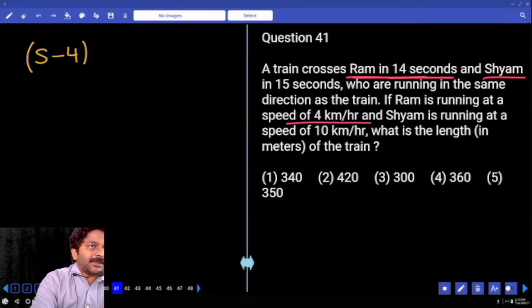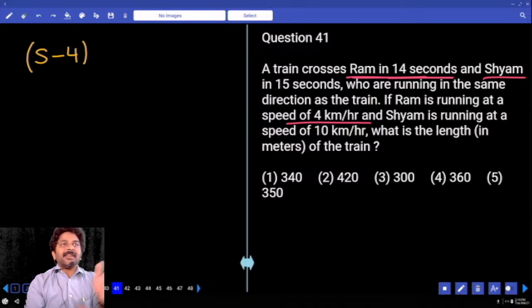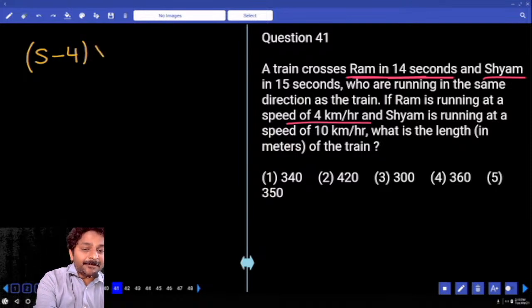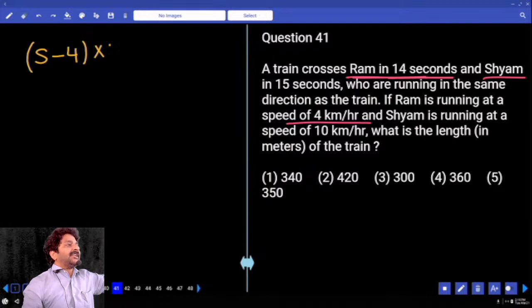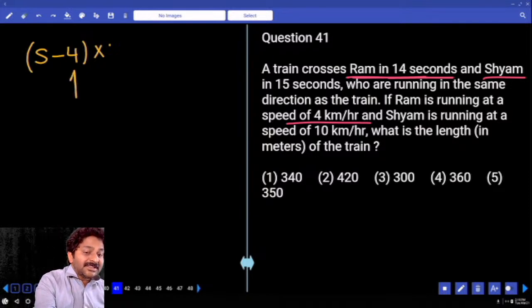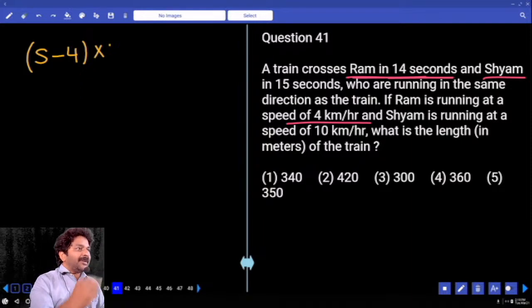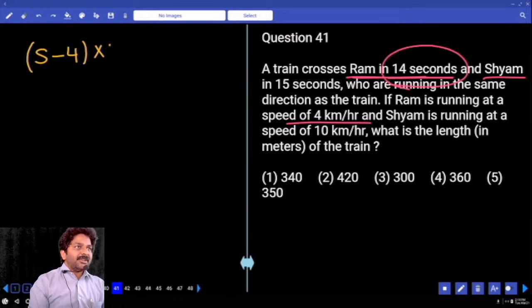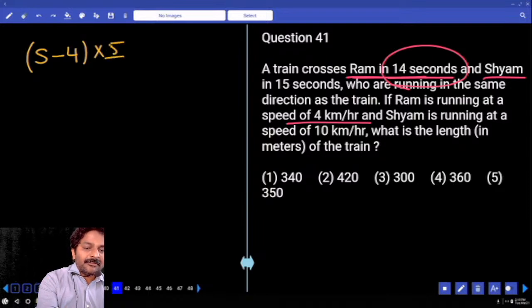This is the relative speed in the case where the train crosses Ram. In that case, how much time is it taking? 14 seconds. Now treat S as being in kilometer per hour, because 4 is in kilometer per hour. So S minus 4 will be in kilometer per hour. But time is in seconds, so you need to convert kilometer per hour to meter per second by multiplying by 5 by 18. Speed is converted to meter per second.